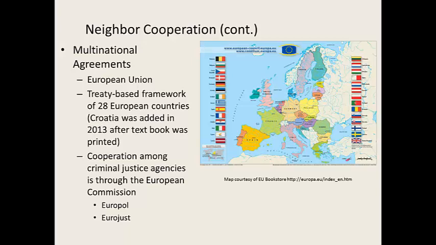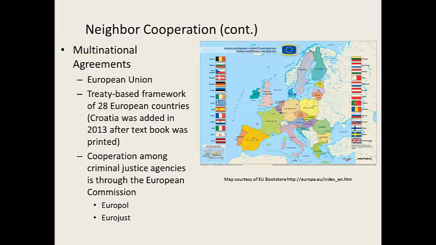Another type of universal attempt is with multinational agreements. In these instances, as the term itself implies, the agreements aren't necessarily between just two countries, but instead of a grouping of countries. And here, probably one of the best examples is the European Union and the countries comprising the European Union.